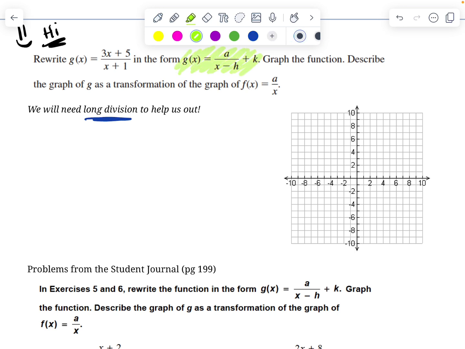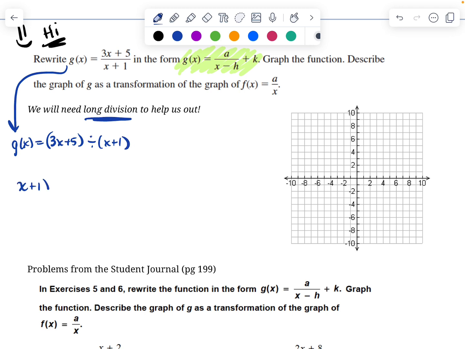All right, so as a quick reminder, if we were given g of x right here, it's basically saying that we're taking 3x plus 5 and we are dividing it by x plus 1. So the long division setup for that would be the x plus 1 goes on the outside and the 3x plus 5 goes inside. So we would need 3 to multiply to x plus 1 to get us 3x plus 3. And then we would subtract, which means we subtract everything, and we would be left with a remainder of 2.